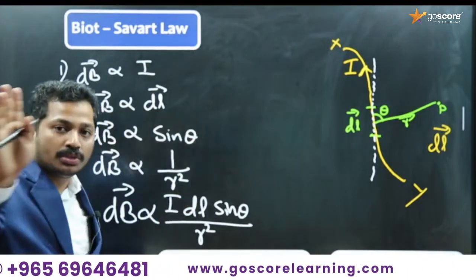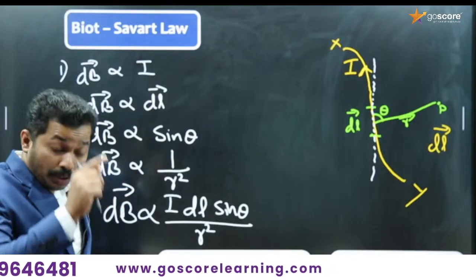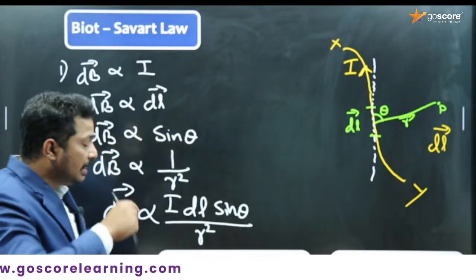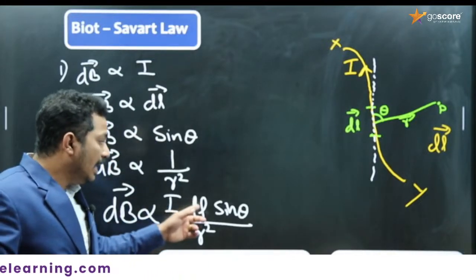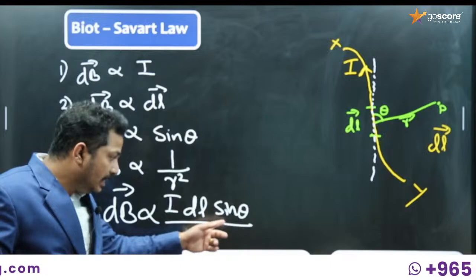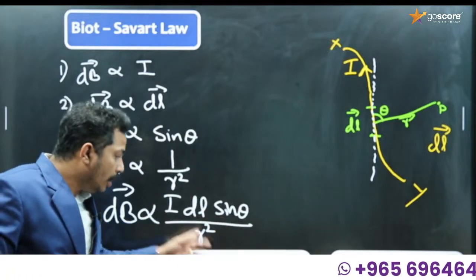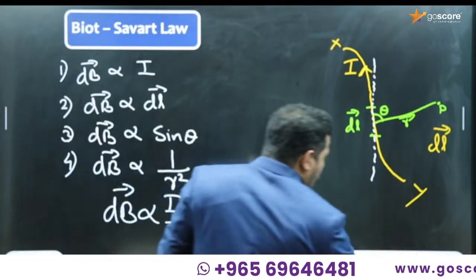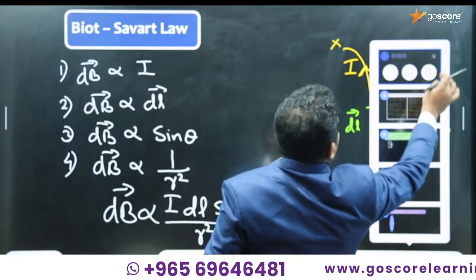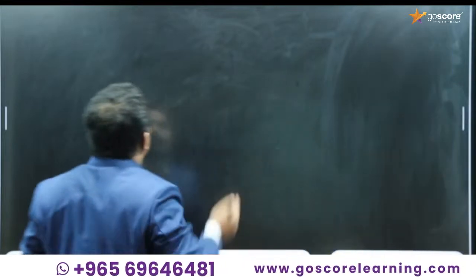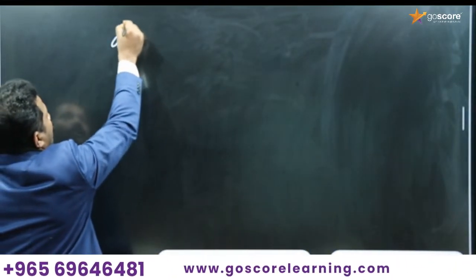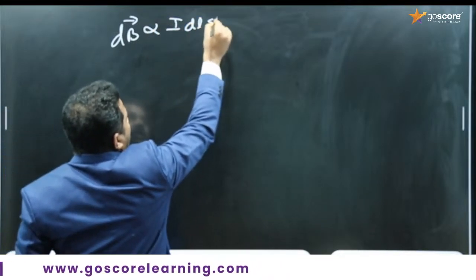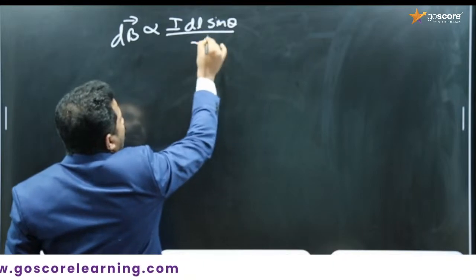So Biot-Savart says that the magnetic field due to a current carrying conductor and due to a current element dl is proportional to the current I, length of the current element dl, and sin theta, and inversely proportional to r square. So simply I dl sin theta by r square. So we have the equation dB is proportional to I dl sin theta by r square.